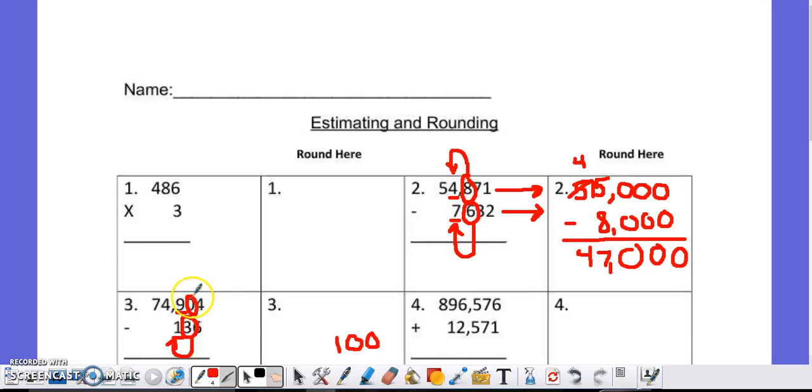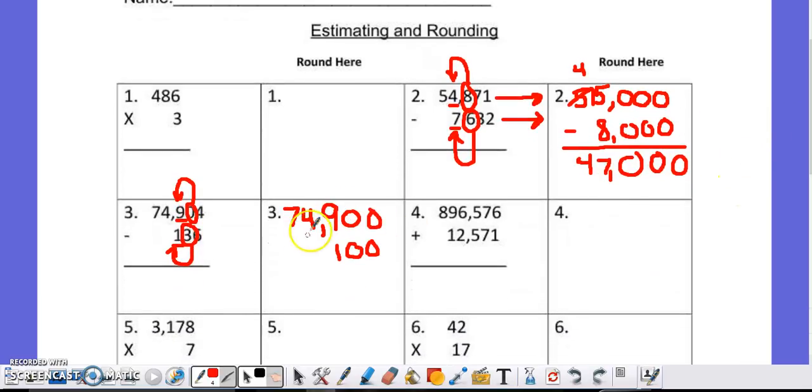Circle the place value in the tens. Then sing the chant. The 0 is a 4 or below, so I let the 9 go. I cannot forget about the 74,000. But then I keep the 9 the same, and anything circled and to the right becomes a 0, and you'll be all right. So I can now subtract this problem.